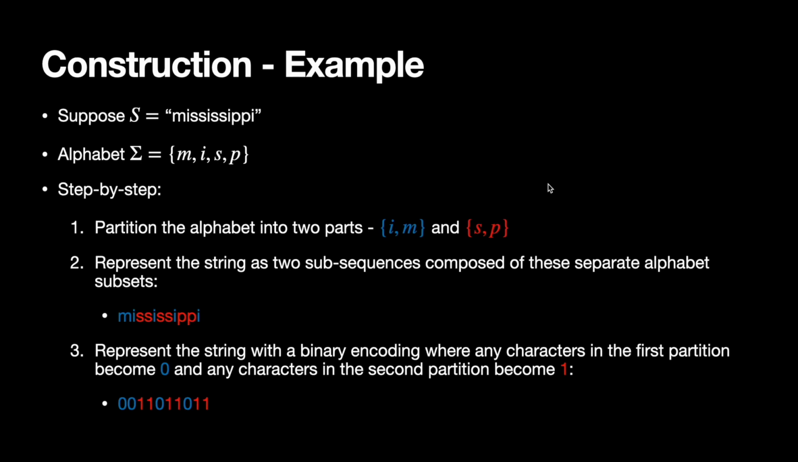So as an example, we can consider a string S, which is Mississippi, one we've considered a lot in this course. You can see that Mississippi is made up of 4 characters, M, I, S, and P. So we have an alphabet sigma of length 4.